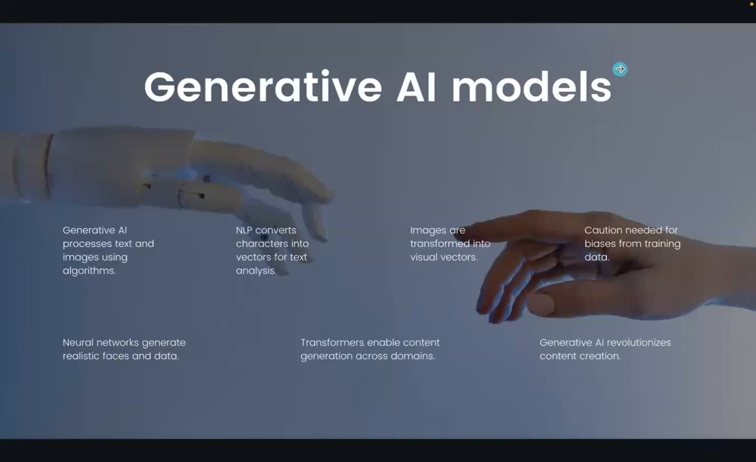So the generative AI models process text and image algorithms as discussed earlier. NLP, natural language processing, converts characters into vectors for text analysis, and images are converted into visual vectors. Caution is needed so that there is no bias in the training data. Neural networks generate realistic faces and data. Transformers, as discussed earlier, are one of the main reasons that enable generation across domains. AI has revolutionized the content creation domain.